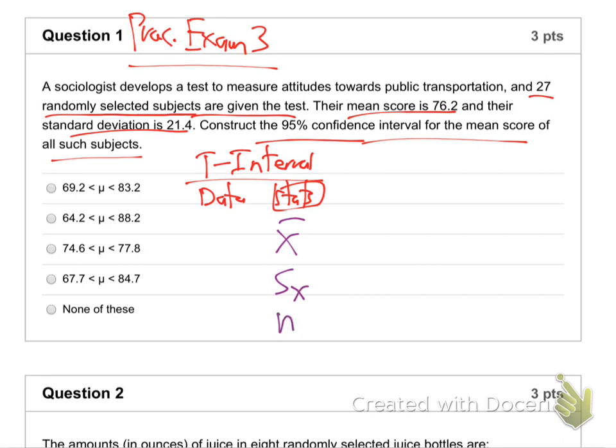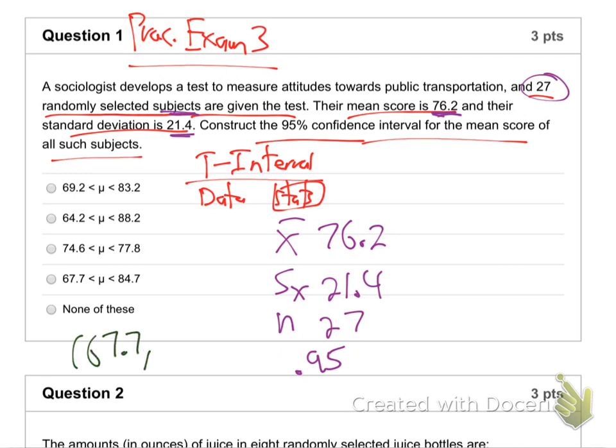So x bar, their mean, is 76.2. S sub x, the standard deviation, is 21.4. And n, 27 subjects. All right. And so, T interval, it's like number 8, isn't it? 8. And so we get 76.2, S sub x 21.4, N is 27. Confidence interval, they want 0.95. And calculate.